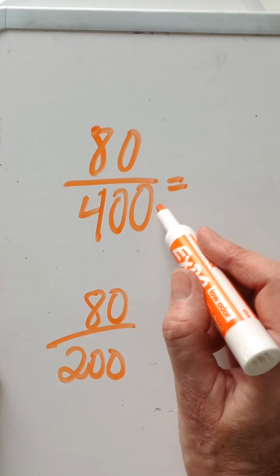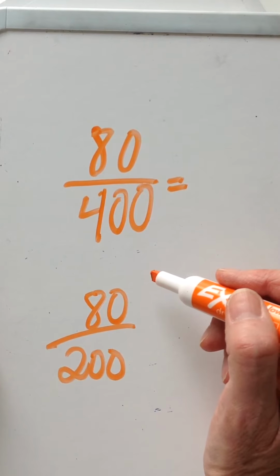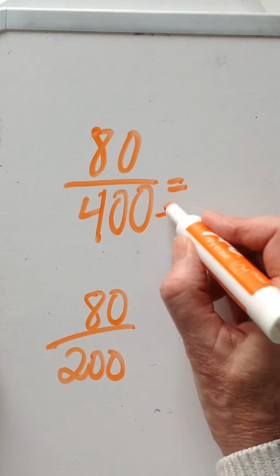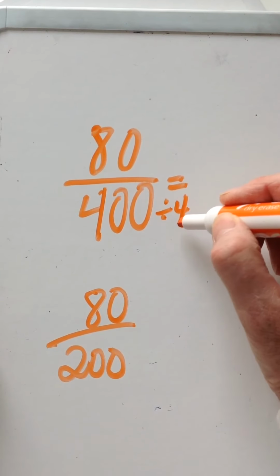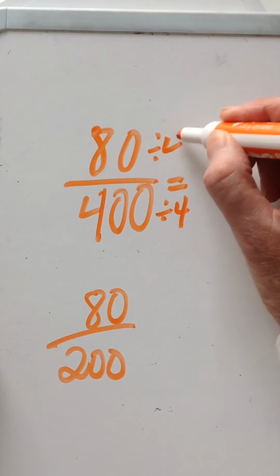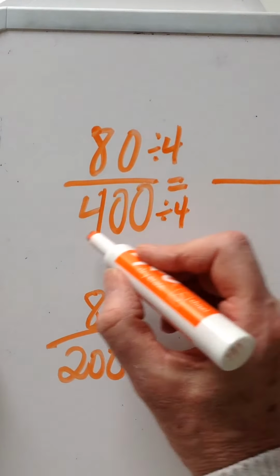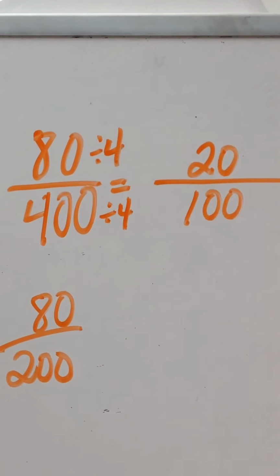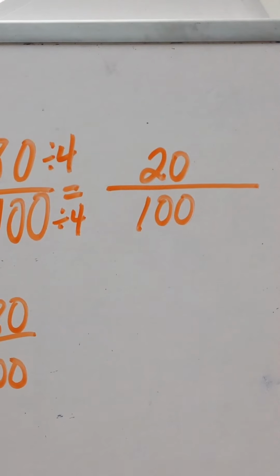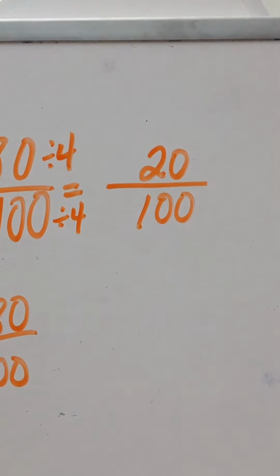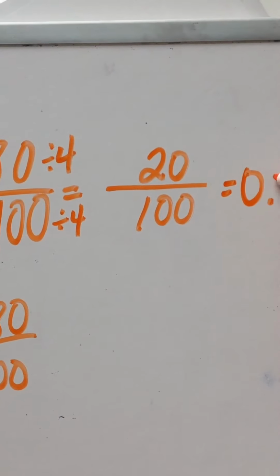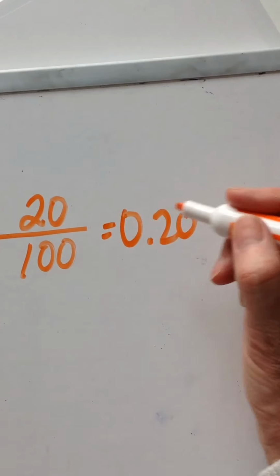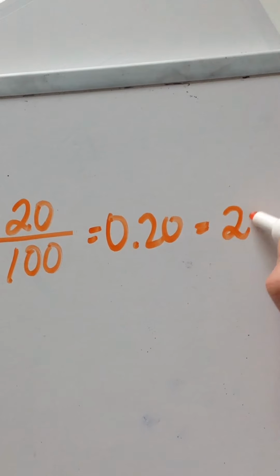Can we make the 400 into 100? Well, yeah, right? We can divide by 4. And what we do to the denominator, we have to do to the numerator. So now 400 divided by 4 is 100, and 80 divided by 4 is 20. I think most of you could do that in your head. So now we have 20 out of 100, which equals 0.20, which equals 20%.